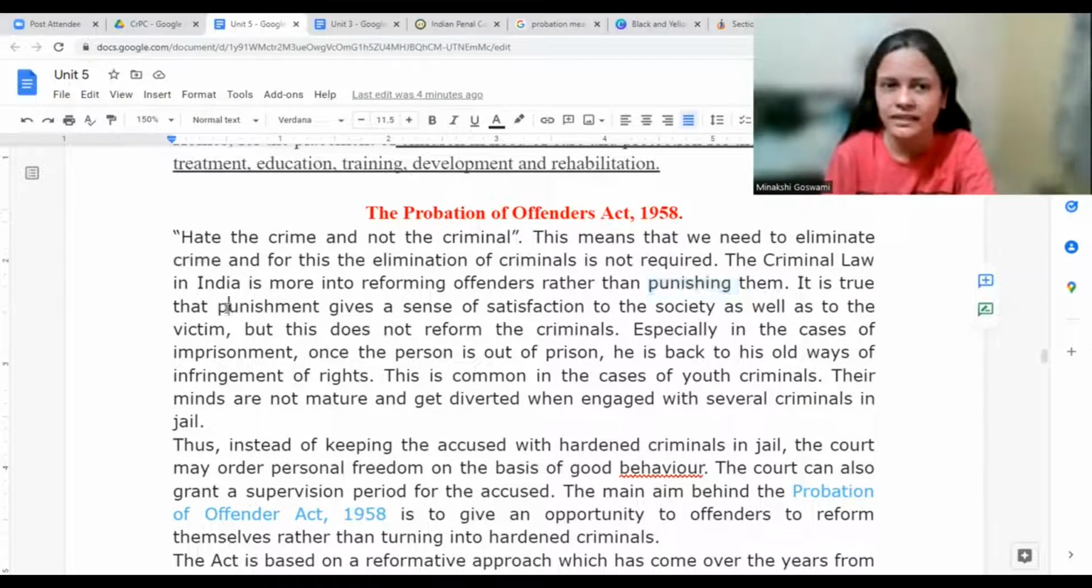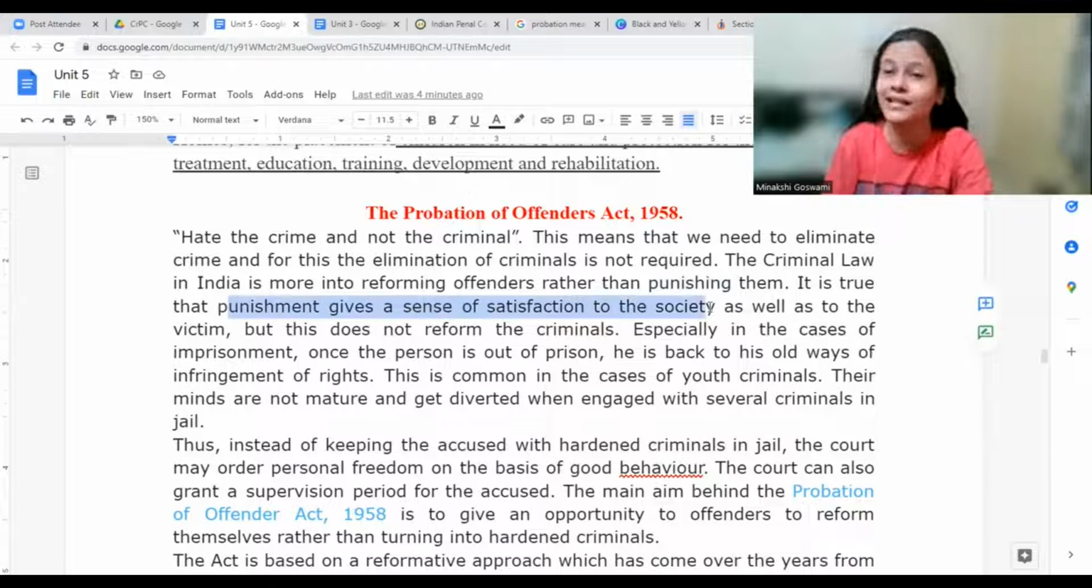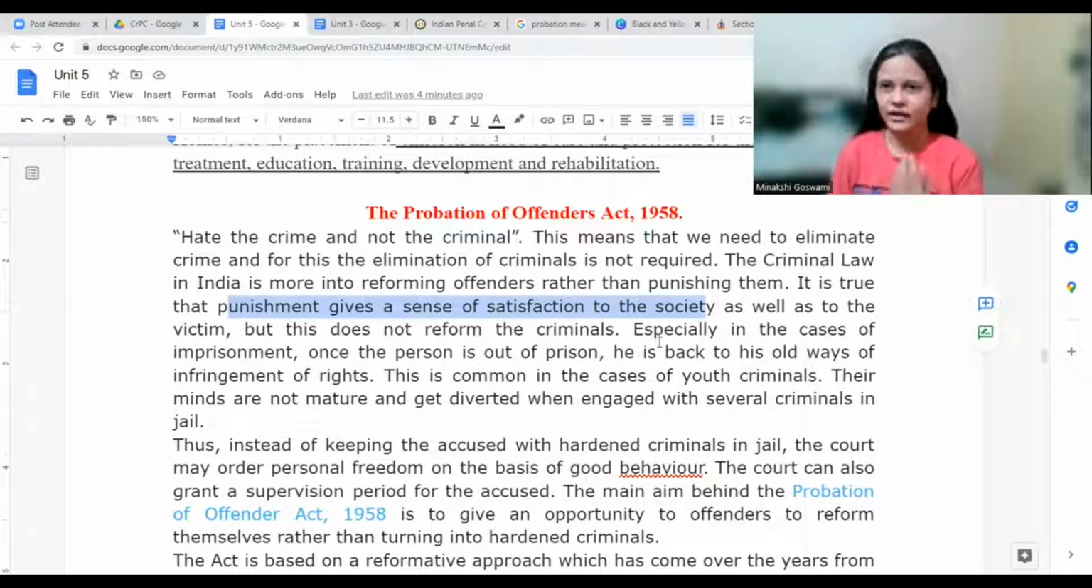It is true that punishment gives a sense of satisfaction to the society. When the criminal is punished, society would feel that law prevails, and the victim would also feel satisfied that the person has got the punishment. But even though it leads to a sense of satisfaction, we also need to consider that prisons are overcrowded and it incurs a cost on the government to maintain them, right? So in such a case, if it is possible, why can't we probate the offender?